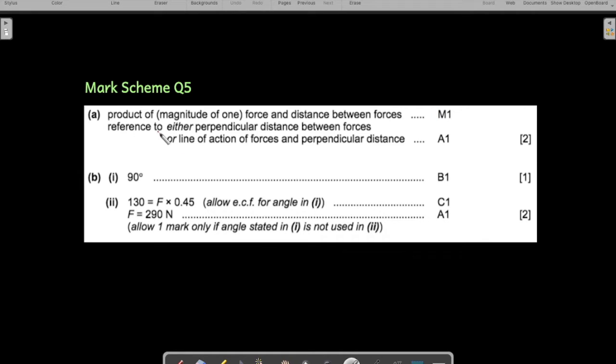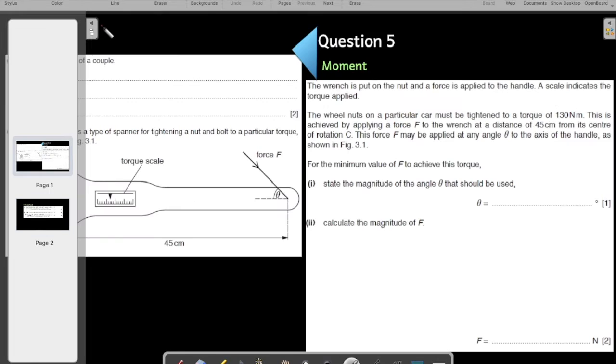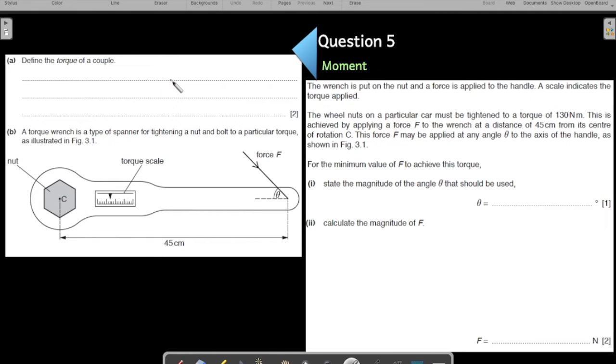But if you are talking about the perpendicular distance between the forces, if you are including this term perpendicular, you get the 2nd mark also. So be careful of this term perpendicular distance if you want to gain 2 whole marks in these kinds of questions. This is the 2nd time that I am telling you this particular thing while practicing the questions on moments. So if you see the pattern here, the pattern is that the questions keep repeating. That's why it's always a good idea to practice more and more past paper questions.